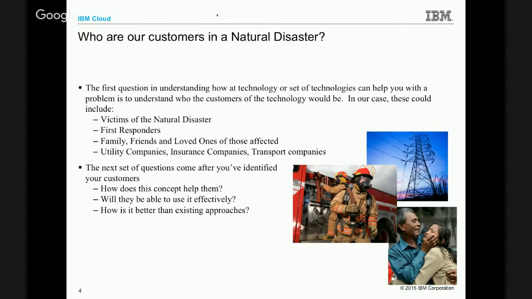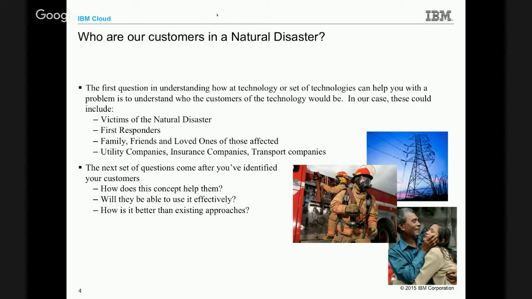So the first set of customers that many of the teams have thought about, the immediate and kind of obvious set of customers, are the victims of this natural disaster. A lot of the ideas that I went over in my initial presentation were about how to help victims of natural disasters. But that's not the only potential customer set that you could meet the needs of in this Bluemixathon. Another one that I want to remind you of are first responders.